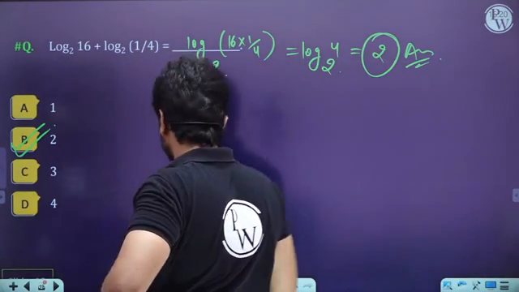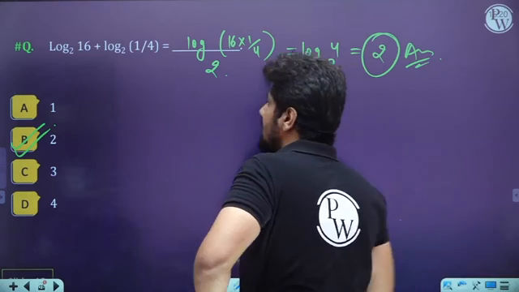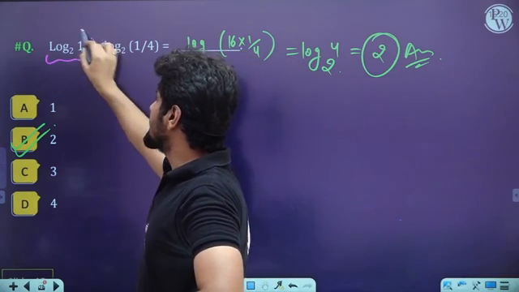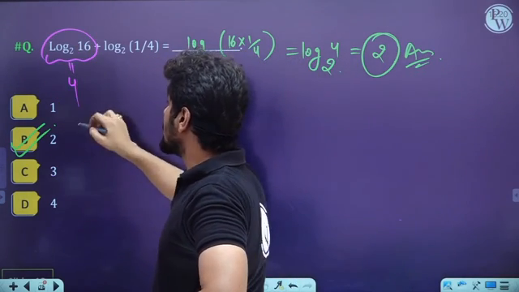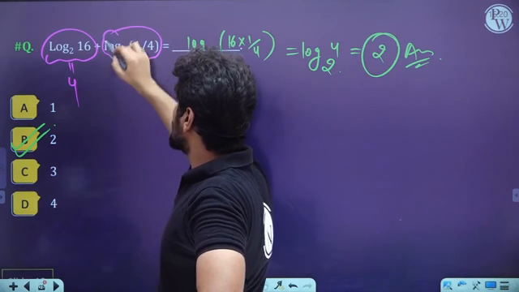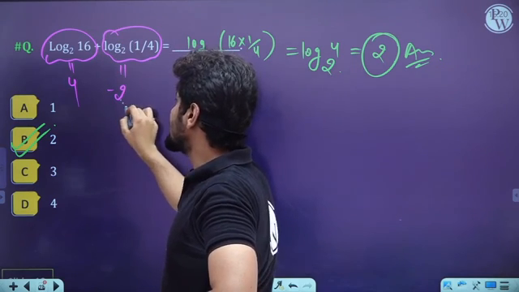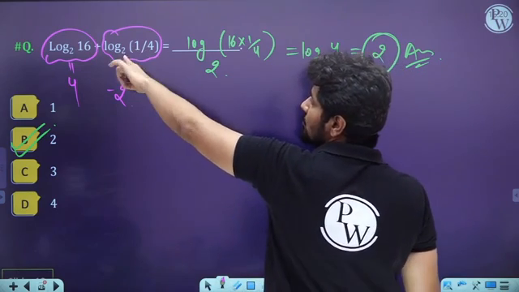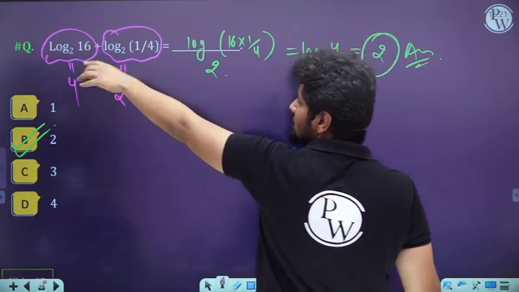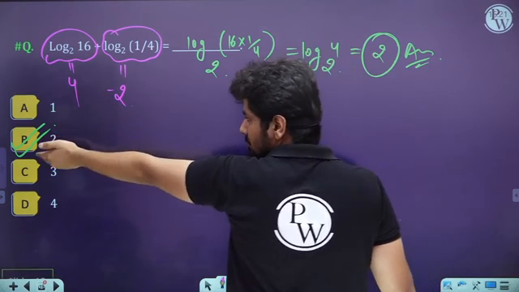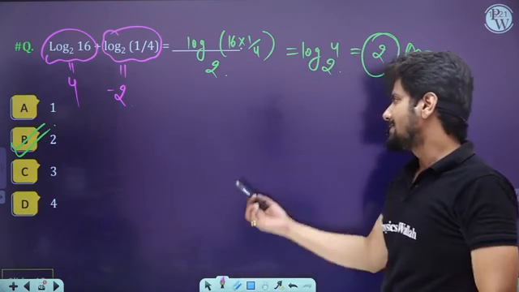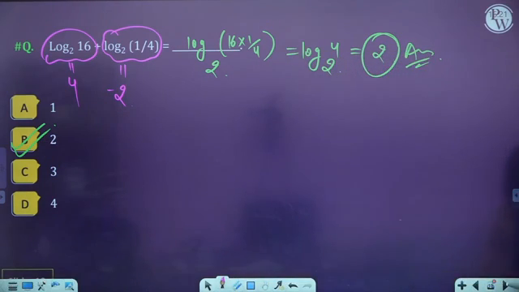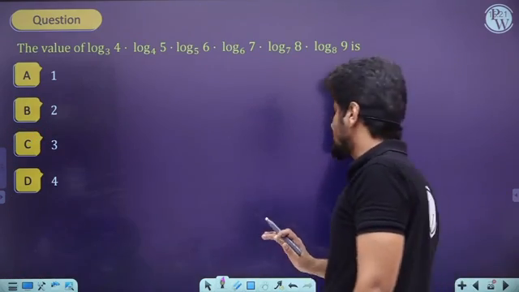Or you can solve it in this way. You know the value of log 16 to the base 2, that its value will be 4. You know this value also: log 1 by 4 to the base 2, its value will be minus 2. Right? Log of 1 by 4 to the base 2, its value will be minus 2. So 4 minus 2. Yeah, so this is also how you can solve it. So these are the properties we have seen till now.